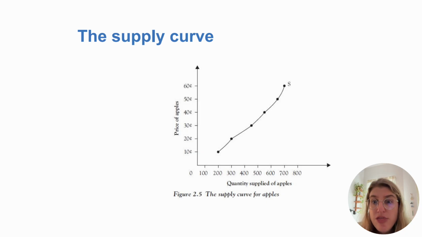So when we plot those points that we just looked at in the supply schedule on the graph, with prices on the vertical axis and the quantity supplied on the horizontal axis, we get the supply curve. And just like the law of supply predicts, the curve slopes upward, reflecting that higher prices encourage greater production.